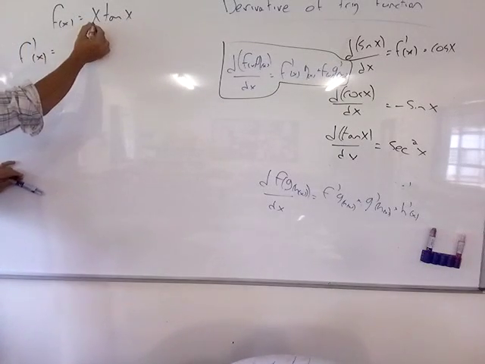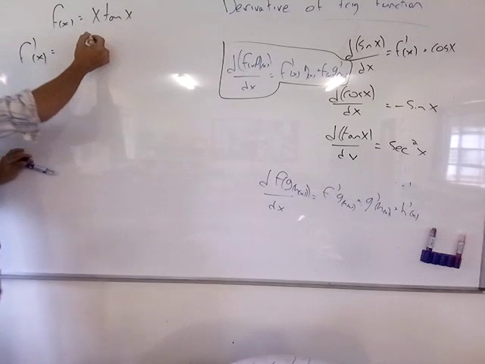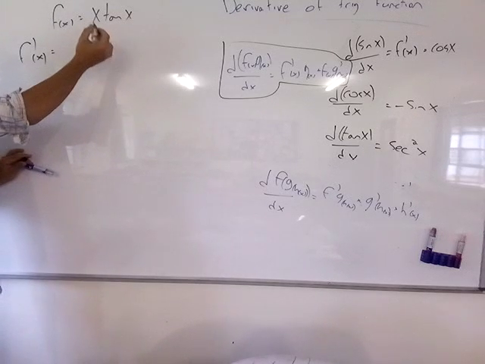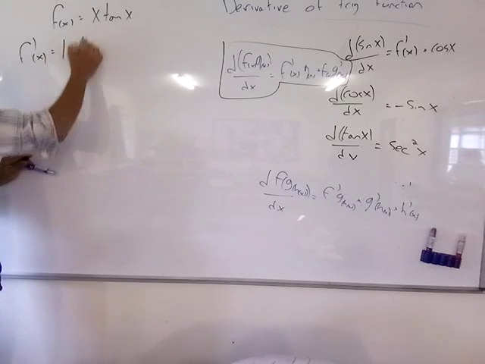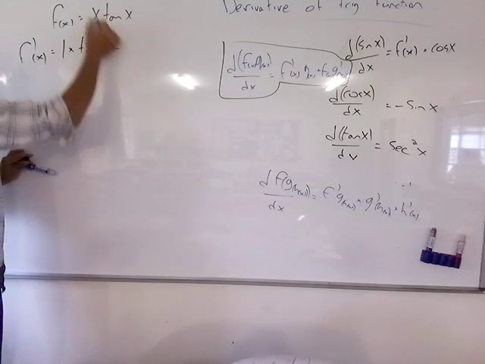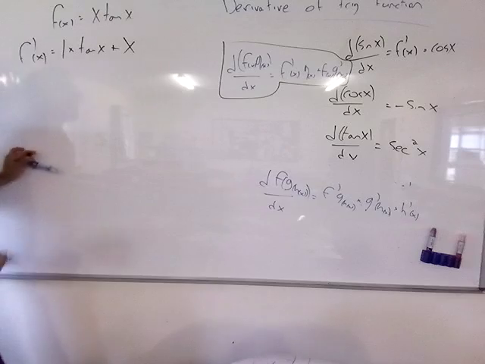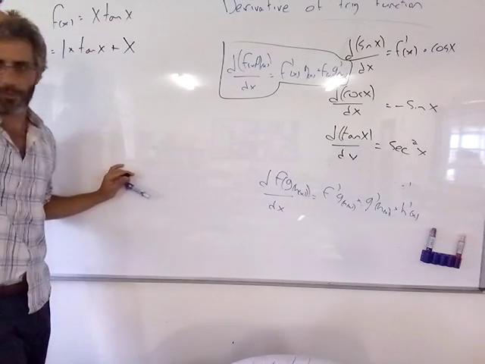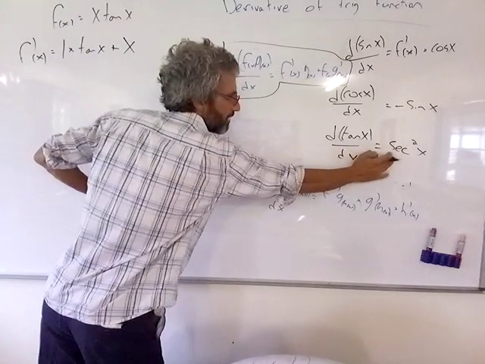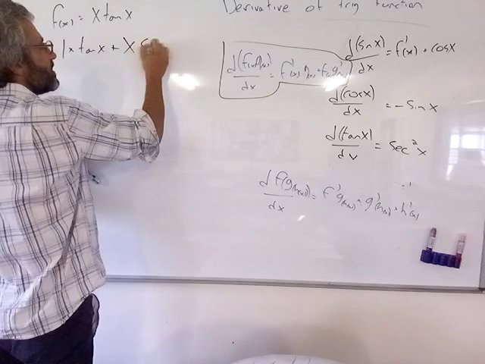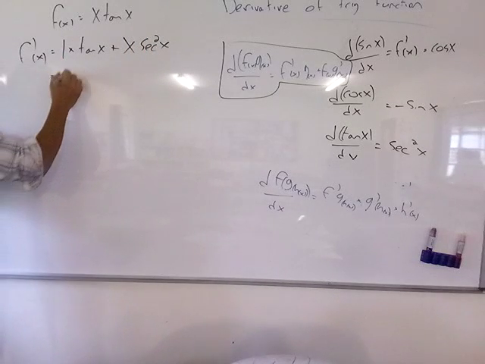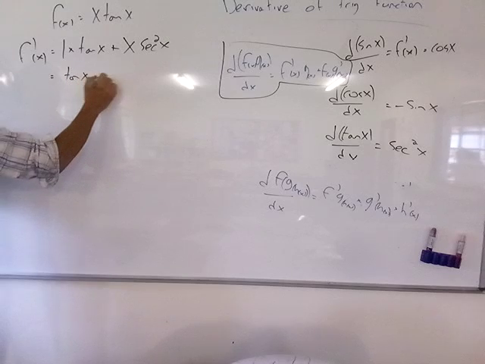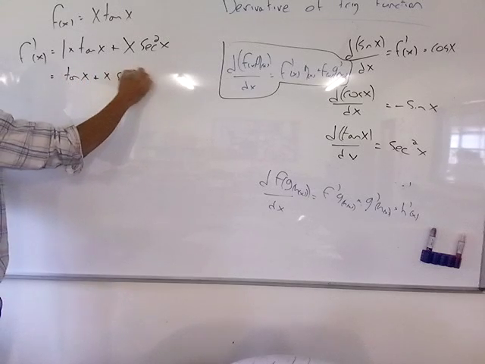So what's the derivative of x? dx/dx is 1. And then we times it by tan x, plus x times the derivative of tan x. You're not supposed to remember it; it is on the formula sheet. It's sec squared x. So the answer is very simple: tan x plus x sec squared x.